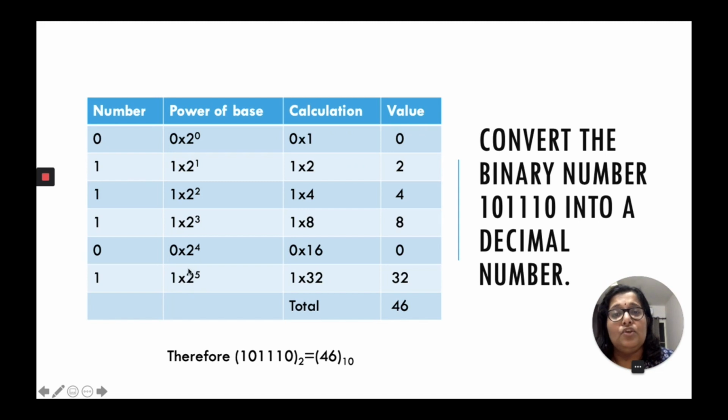The next is 2 raised to 5. 2 raised to 5 means you are multiplying 2 five times. 16 into 2 will give you 32. 1 into 32 will give you 32. Please add up all these values, you get 46 as your answer. Therefore, we can write, I'm going to read from bottom to top, 101110 to the base 2 is equal to 46 to the base 10.